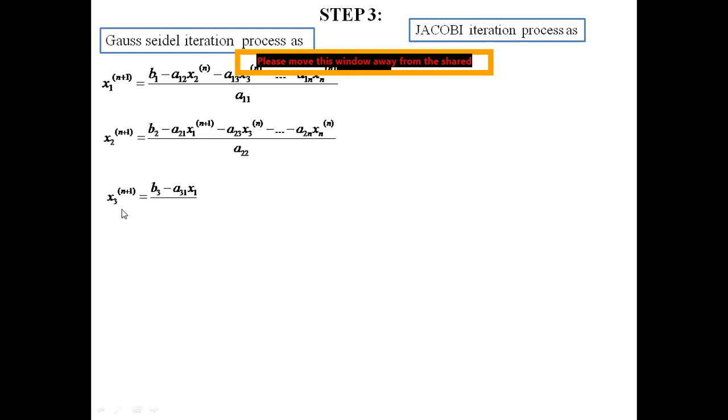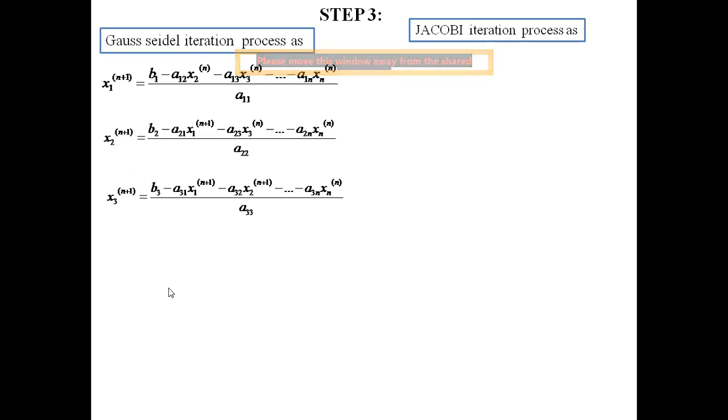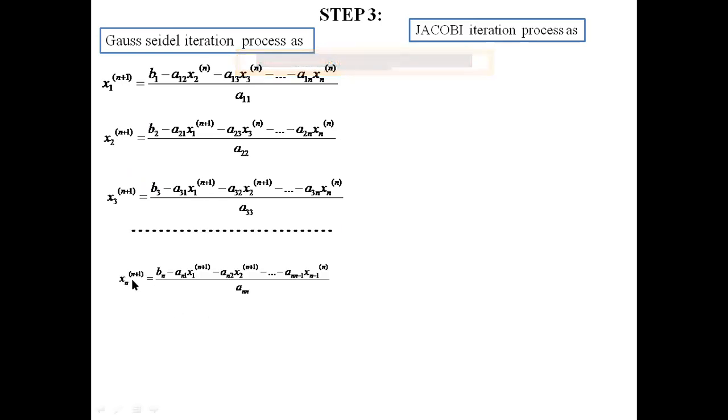You continue like this. Similarly, for the x3 variable, what to do? For x1, x2, the values you got from the previous two equations, you have to substitute. For the remaining variables, the same, the answer you obtained in the nth iteration. You continue like that. At the end, for the last equation, its value is obtained by substituting all the values you got from the previous equations. So this completes the first iteration process in the Gauss-Seidel iteration method.